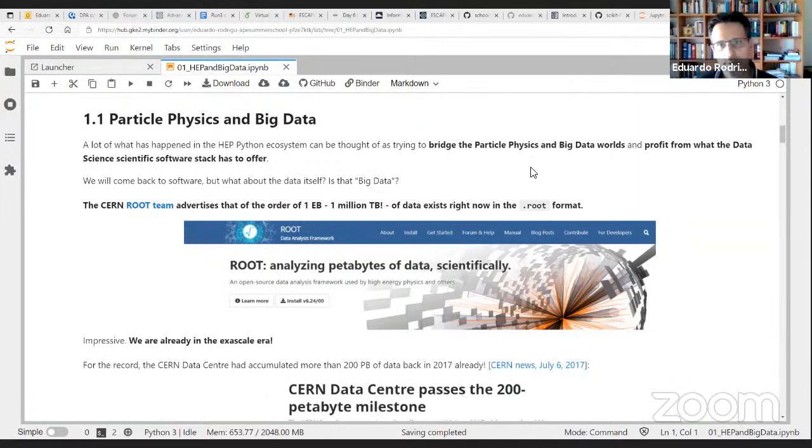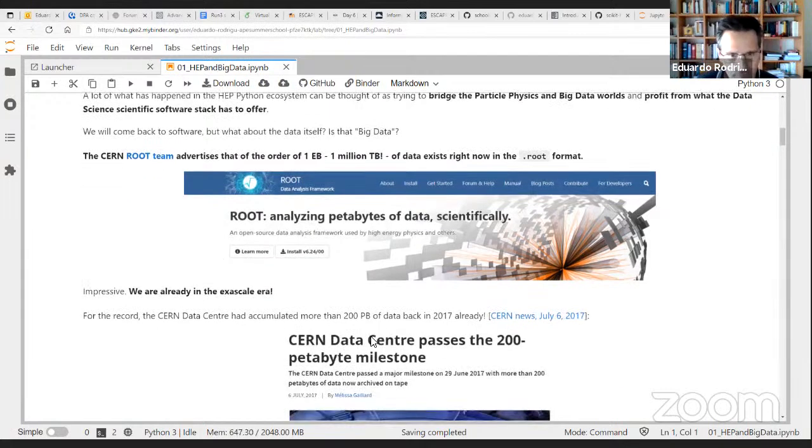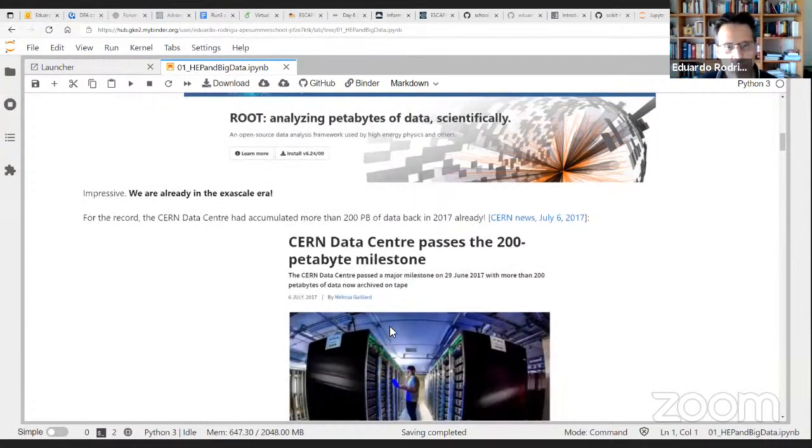So we try to reach particle physics and big data. I just wanted to mention, by the way, that in particle physics the ROOT team, ROOT being our big C++ project for data analysis in high-energy physics and also the format which we use across the board, now advertises that we have over 1 exabyte of data already in the ROOT format, which is completely crazy. So in a way we are already in the exascale era, or at least just getting to it. I wanted to set the scale, to tell you what kind of data we're playing with and how much data we are accumulating.